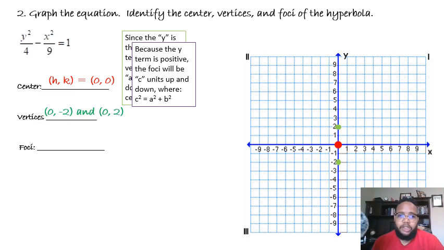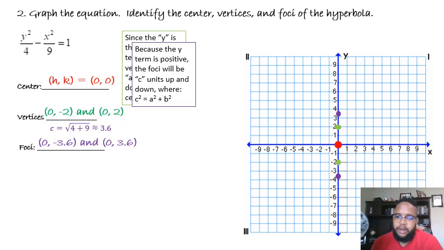Now, because the y term is positive, the foci will be C units up and down, where C squared is equal to A squared plus B squared. So C is going to be the square root of 4 plus 9, which is root 13, but we're going to get it to 1 decimal place so it's easier to graph. So we're actually going to go up and down 3.6. There they are in purple.